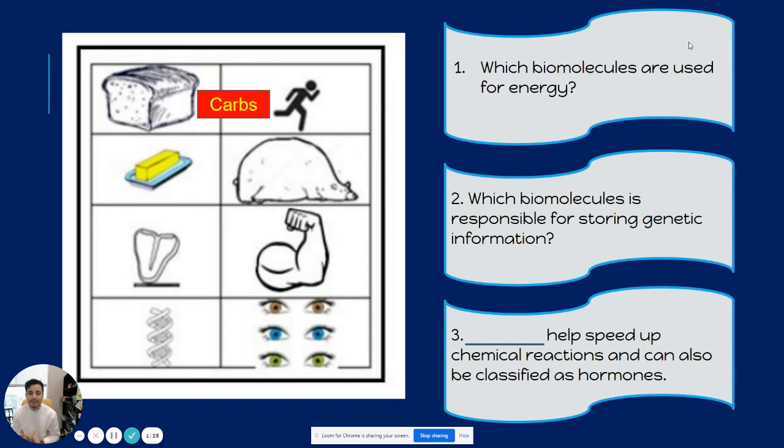The second one is your secondary storage of energy. So that's like butter, makes you fat. So this would be lipids. Both of these give energy, just different types of energy. One's primary, the other one's secondary.